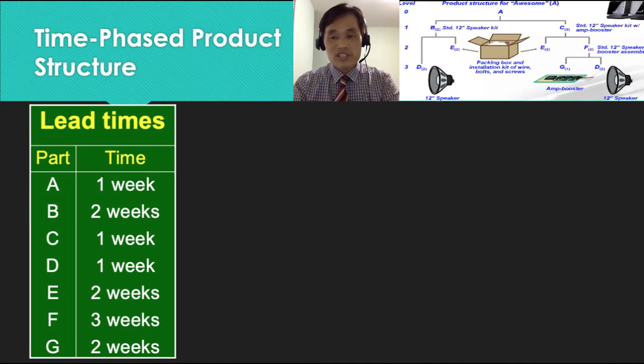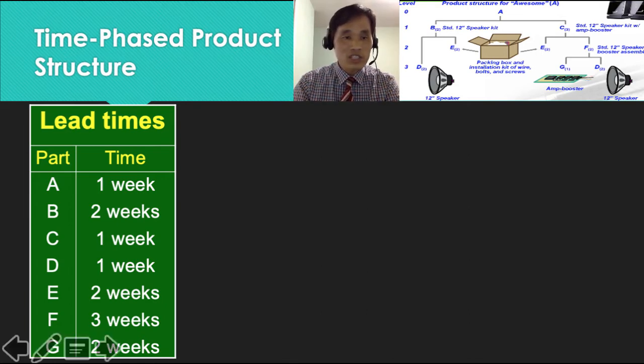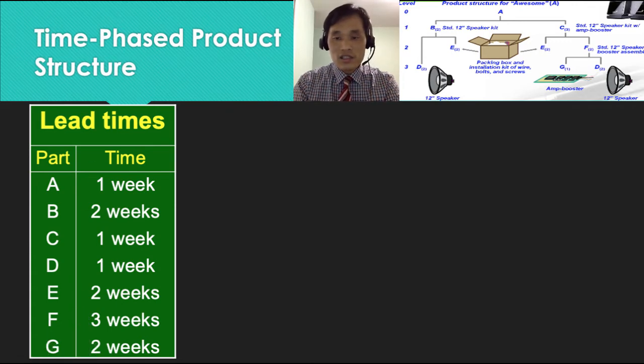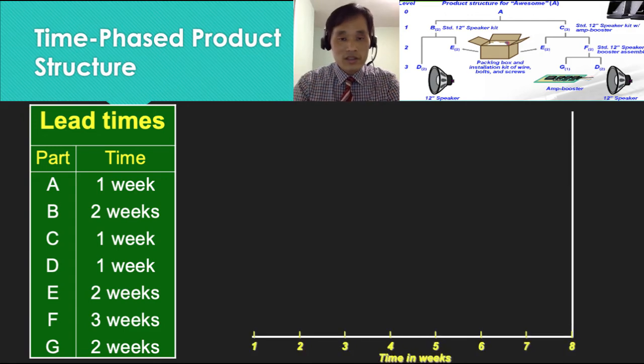Say you conducted extensive research and communicated with your suppliers and distributors. You made adjustments for all the parts. Say, from part A to part G, you found out all the lead times. The next thing that you want to do is incorporate this information into your bill of materials. If you embed this lead time information into your bill of materials, then it becomes the time-phase product structure. And it looks like this.